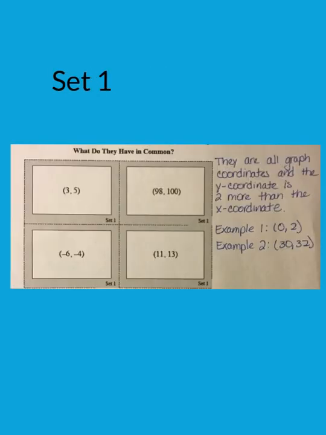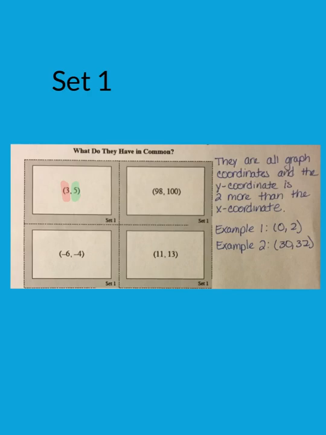Here is set number 1. So I take a look at the 4 cards, and I think to myself, what do they all have in common? Well, I notice that they are all graph coordinates, and that the y-coordinate is 2 more than the x-coordinate. So I notice that the y-coordinate is 2 more than the x-coordinate. So I decided to write down my description first.